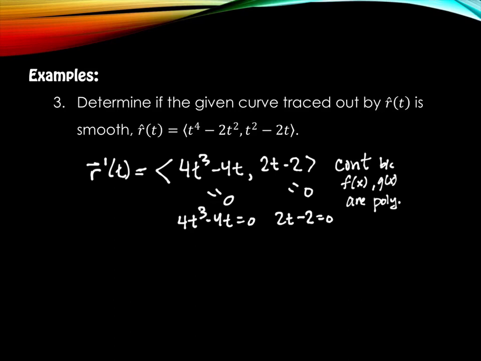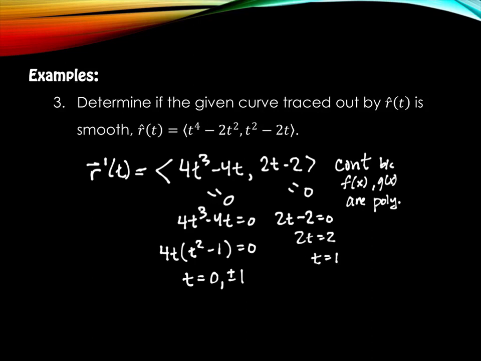On the first one, we would need to factor. What would we factor out? 4t, which leaves us with t squared minus 1. You've probably done enough algebra at this point to tell me the values where the function is equal to 0: t equals 0, 1, and negative 1. So there are 3 options where the first component is equal to 0. How about the second component? It's just at 1.